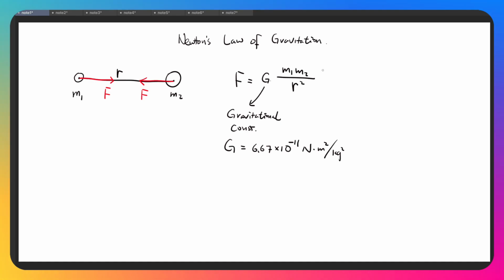And m1, m2, of course, are the masses of the two objects, and r is the distance that we just talked about. Now, to differentiate this force from other general forces, let's write this F as Fg. Let's add a subscript for this F, so it's Fg.